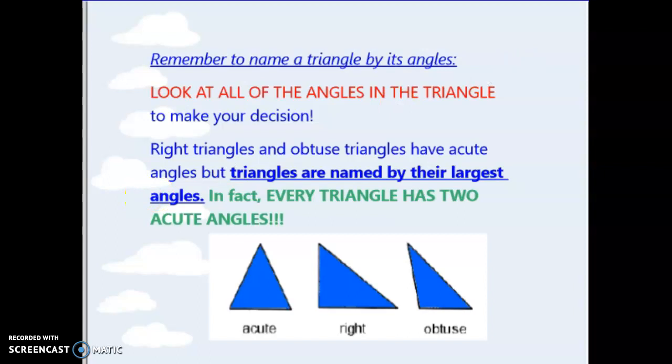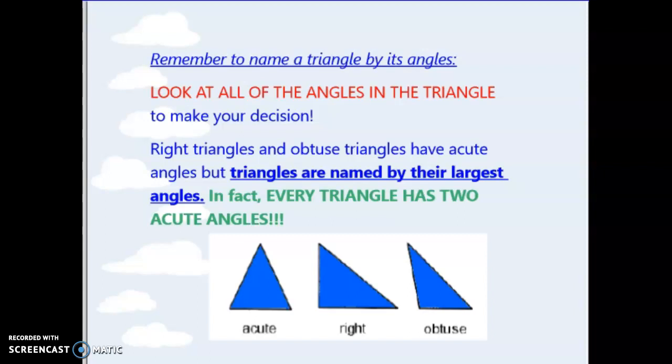All right, now here's the important information for today. Remember to name a triangle by its angles. So look at all the angles in the triangle to make your decision. Right triangles and obtuse triangles have acute angles. They do. But triangles are named by their largest angles. Let me read that again. Triangles are named by their largest angles.